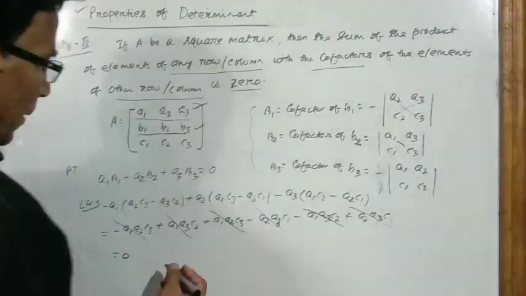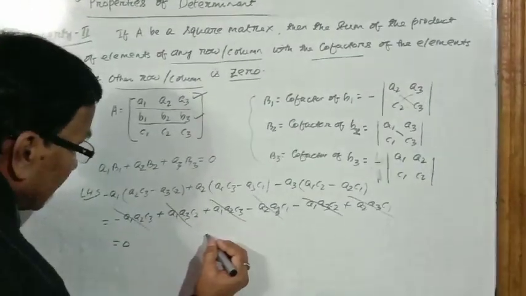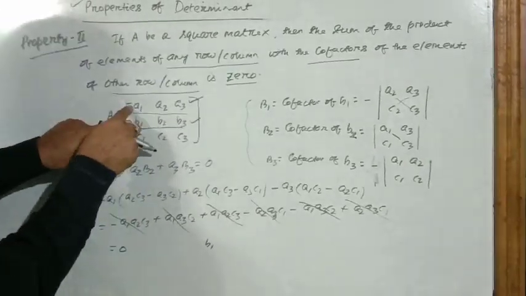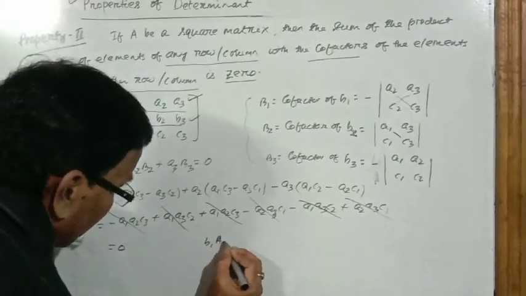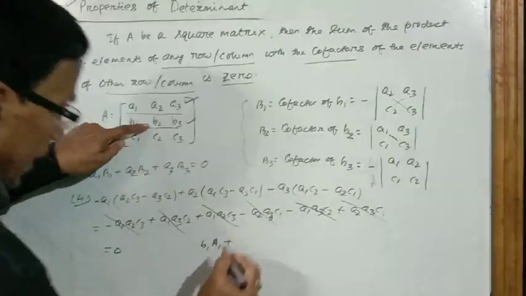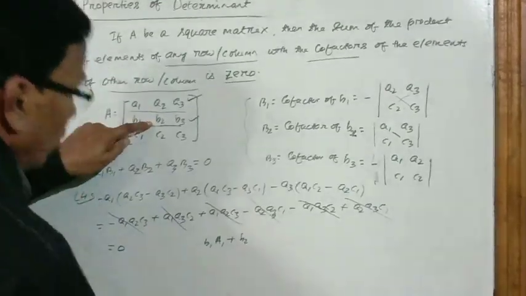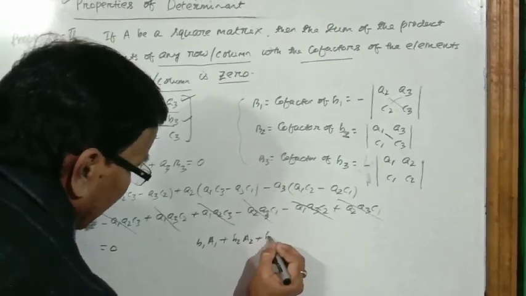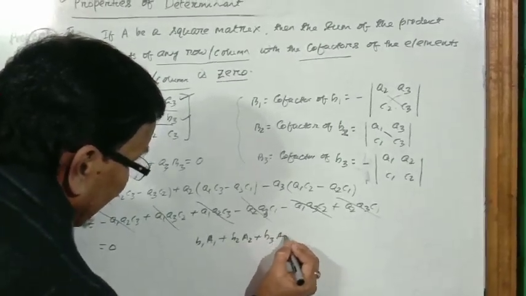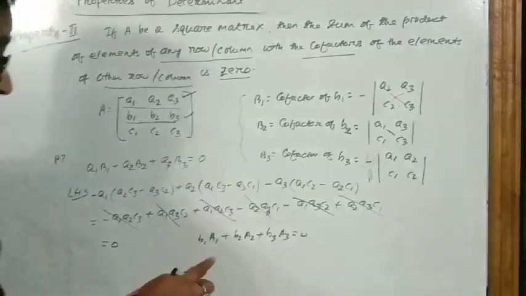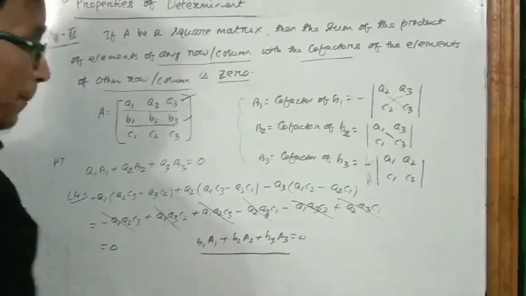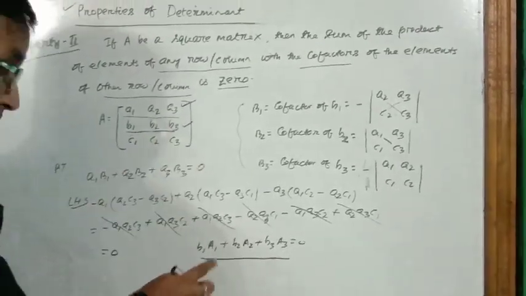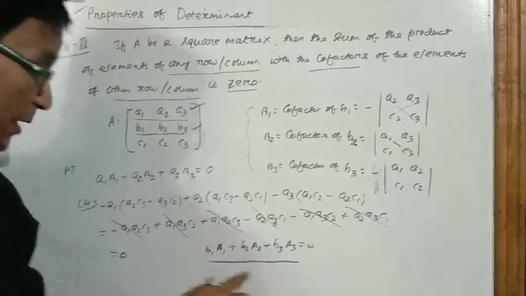Similarly, we can prove that if you take B1 into the cofactor of A1, that is capital A1, plus B2 into the cofactor of A2, that is capital A2, plus B3 into capital A3, that will be again 0. That means the sum of the product of the elements of the second row with the cofactors of the first row is 0.